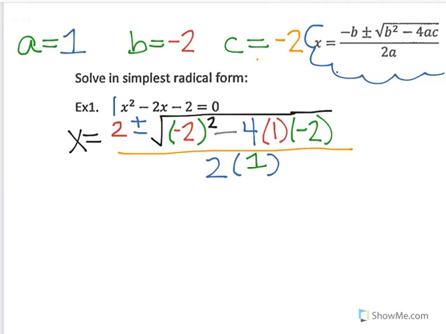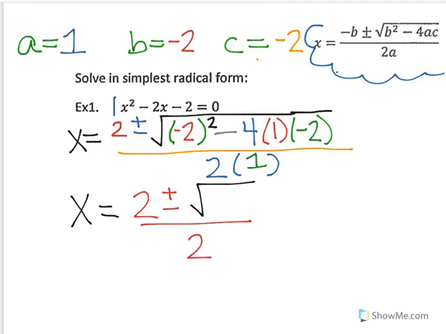Now, in my opinion, the easiest way to do this is to write everything that's outside of the radical down. So that means we have 2 plus or minus. We're going to put a radical sign there with nothing in it yet, and that is all divided by, the denominator will simplify, 2 times 1 is 2.